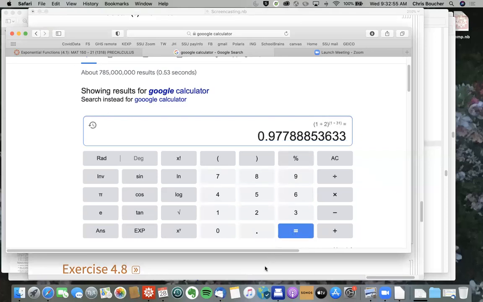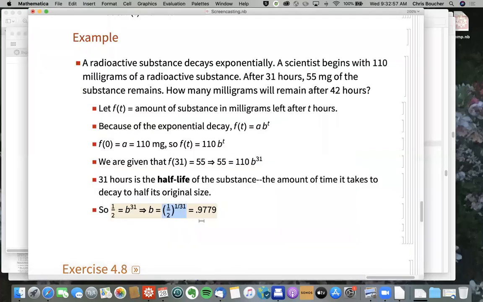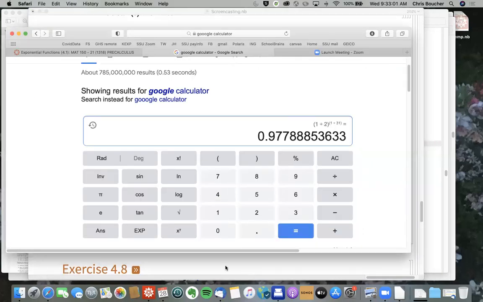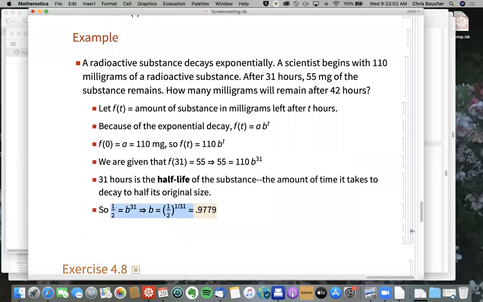And there we go. 0.9779. Is that right? Yeah, 0.9779. Okay, so now we have fully specified the model. I knew a was 110. I just filled in the b value. So there's our f of t.